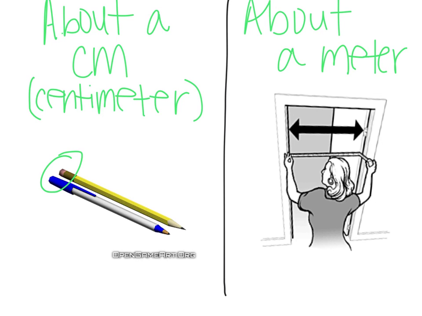And for about 1 meter, we have the width of a door. So if you're standing inside the doorway and you spread your arms out from one end of the doorway to the other end of the doorway, the length in between the doorway is about 1 meter. You'll want to add the doorway to your guided practice worksheet.